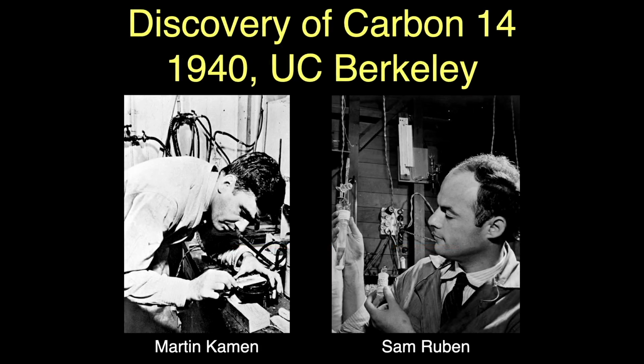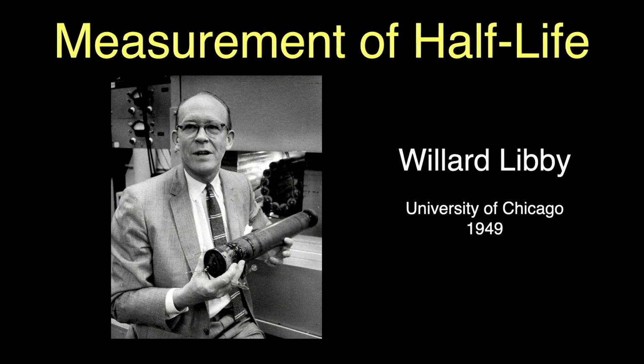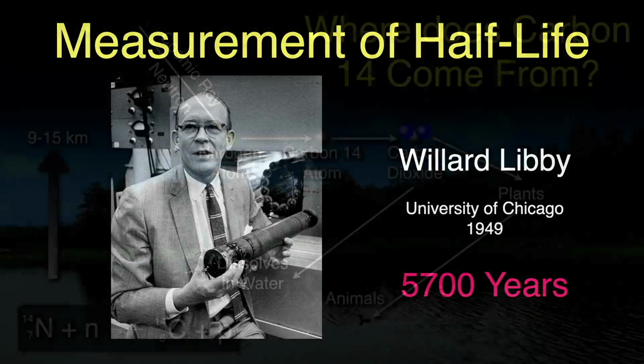Carbon-14 was discovered at UC Berkeley in 1940 by Martin Kamen and Sam Rubin. Willard Libby at the University of Chicago accurately measured the half-life of carbon in 1949. His accurate figure of 5,700 years enabled the scientific community to use carbon-14 as a method to date biological material.